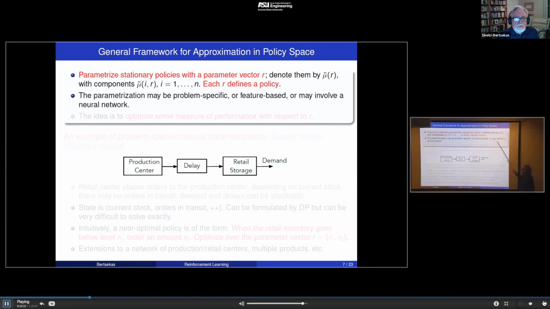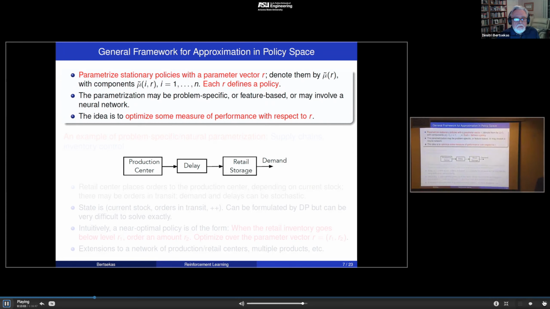Okay, so we have discussed how to parameterize cost functions, but how do we parameterize policies? Well, sometimes your problem is such that there are natural good parameterizations for policies. So that would be one thing. Another possibility is to look at feature-based architectures. And then you may also use neural networks if you don't know a feature. It's still possible to do all this. And the idea now is to choose a parametric architecture and optimize some measure of performance with respect to the parameters.